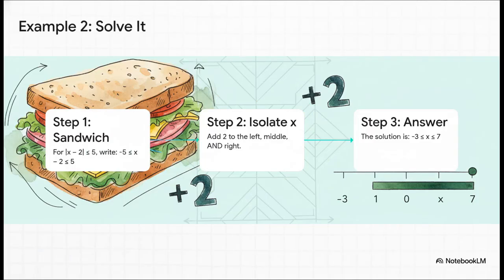Okay, let's step it up just a little bit. Here we've got the absolute value of x minus 2 is less than or equal to 5. Now, step 1 is exactly the same. Make the sandwich. Trap that x minus 2 between -5 and 5. But we're not finished, right? Because we need to get x all by itself. So for step 2, we isolate x, and we do that by adding 2. But, and this is super important, you have to add 2 to all 3 parts of the inequality to keep it balanced. And that gives us our final answer in step 3, x is trapped between -3 and 7.